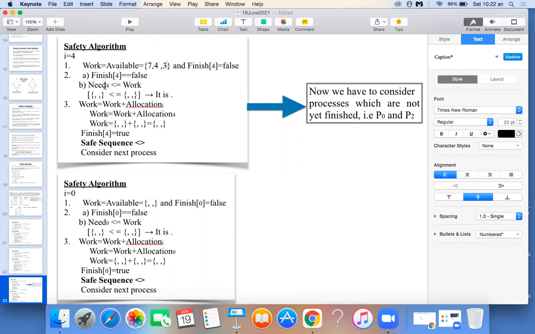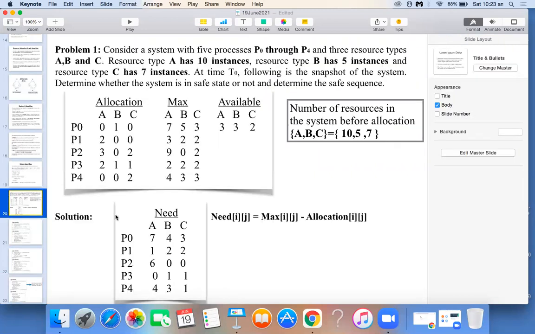Step number 2a, finish of 4 is equal to false. It is fine. Check need 4 is less than or equal to work, we have to check now. What is your work value? 7, 4, 3. So you have to check what is the need value. So go to your need matrix. What is the need matrix for 4?